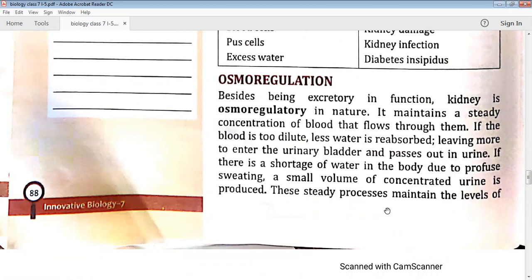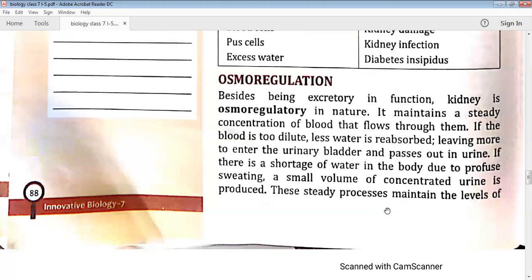Besides being excretory in function, kidney is osmoregulatory in nature. Two questions can be framed: what is osmoregulation, and which organ performs the function of osmoregulation. It maintains a steady, means a constant, concentration of the blood that flows through them. If blood is too dilute, less water is reabsorbed, leaving more to enter the urinary bladder. If blood is too dilute, means if blood already has a lot of water, then it will not reabsorb much water, and the excess water will go in the form of urine through urinary bladder, urethra.